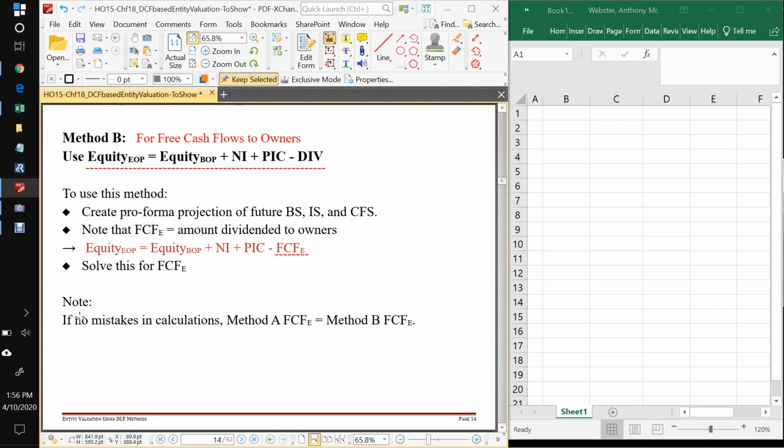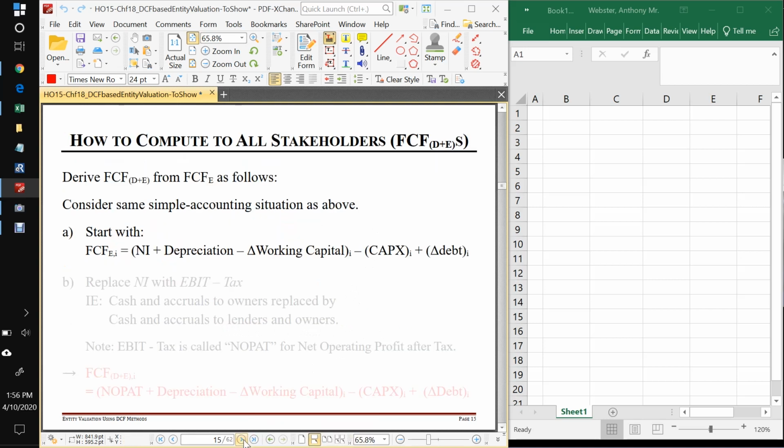Also, very important to note, if we haven't made any mistakes along the way, numerically what we get out of method A will be exactly equal to what we get out of method B. Why? Because in both cases, remember, we do have to project forward our financial statement. So we're really using the same information. We're just using it in different ways in method A and method B.